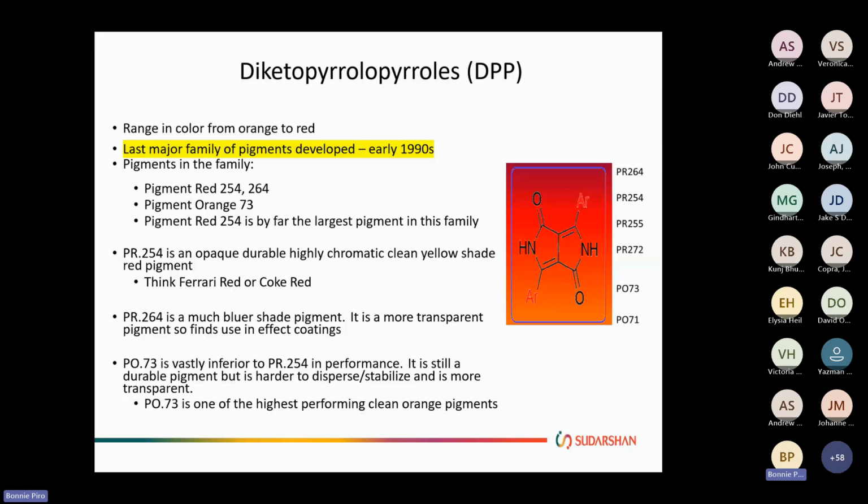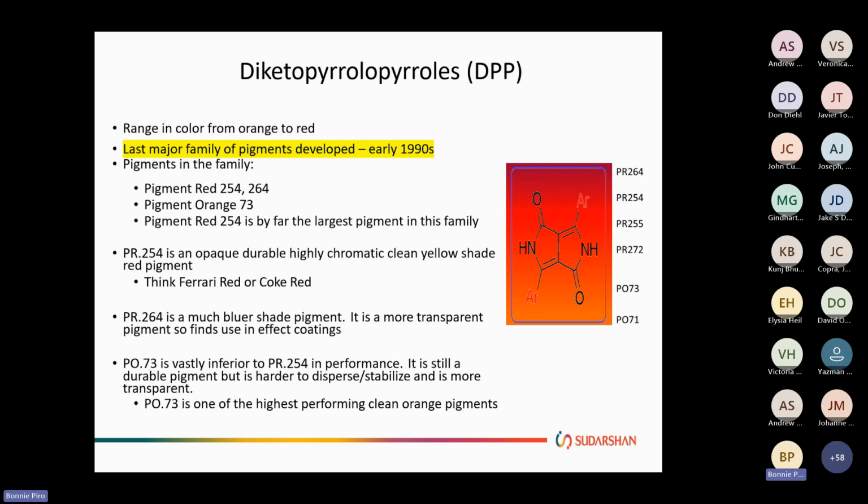The Red 254, though, is the biggest volume in this family of pigments. So think Ferrari red or Coke red, and you'll get to the color space that the Pigment Red 254 occupies. In the higher performance application areas, like automotive or engineering polymers, is the Pigment Red 264. It's a bluer shade pigment, a little bit more transparent. So on the coating side in automotive, it finds a very good home in combination with effect pigments.